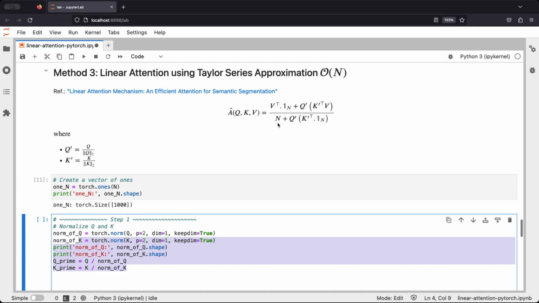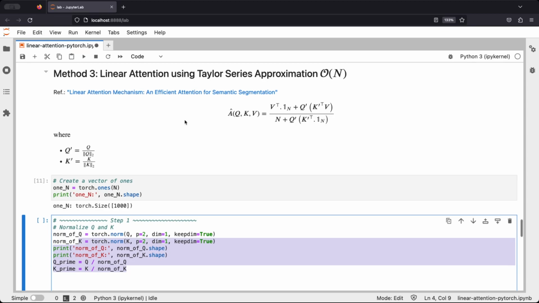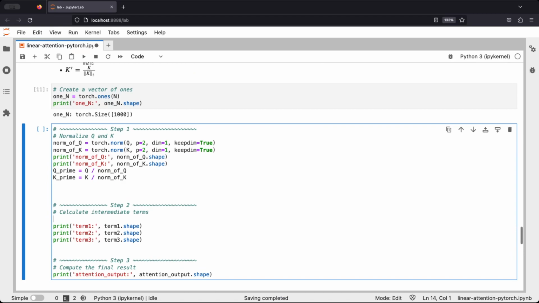But this one is just a constant, that is the sequence length. It's not constant, because the sequence length could vary. But we have that as n, right? So we define n as a scalar value. So we have term 1, v transpose dot 1 sub n, and then term 2 is this, term 3 is this one. So term 1 is v transpose, so we say v dot t dot matmul with 1 sub n.